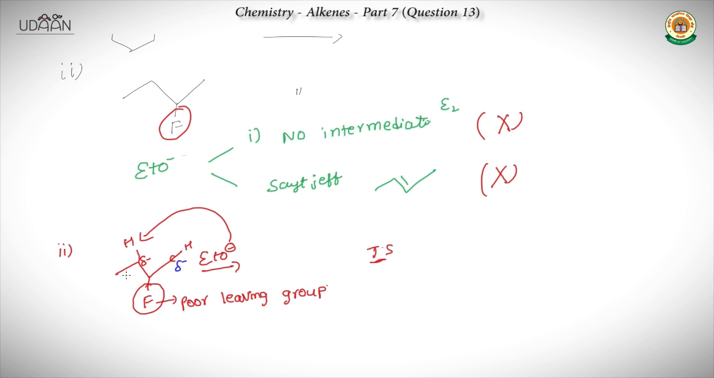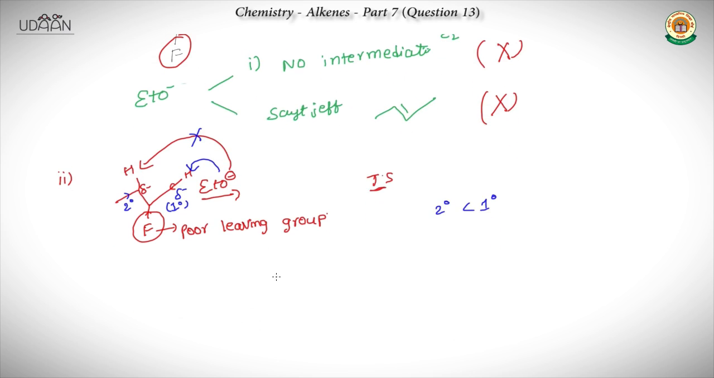A carbanion character is developed here, and on this carbon too there is a carbanion character developed. If you see, this is secondary and this is primary. Now secondary carbanion is less stable than primary carbanion because you have methyl groups here which are electron donating. So EtO minus takes H from this carbon rather than this carbon. So the product here is this one. This product is Hofmann's product as you are taught in your theory.